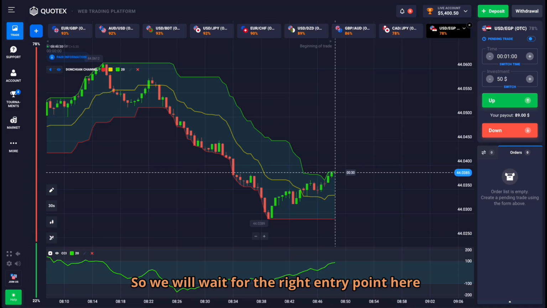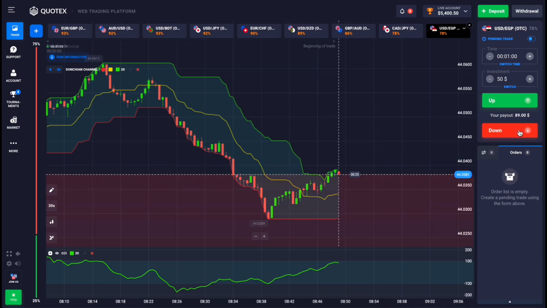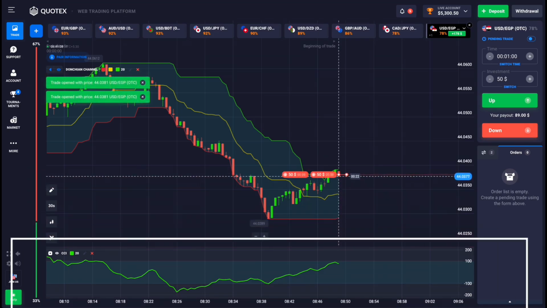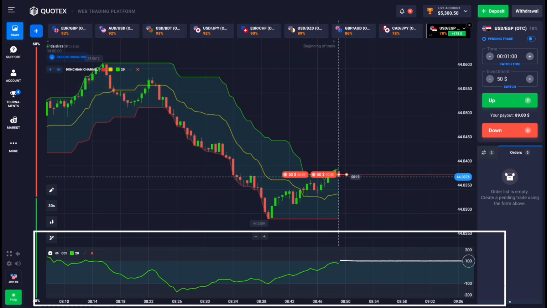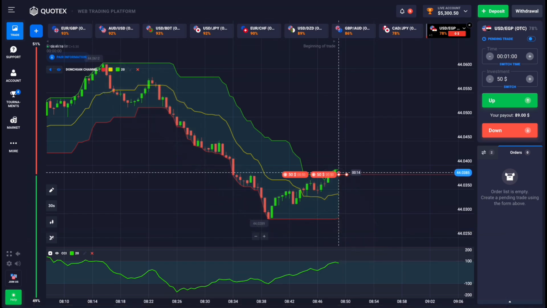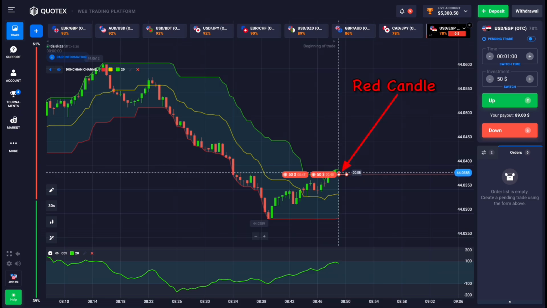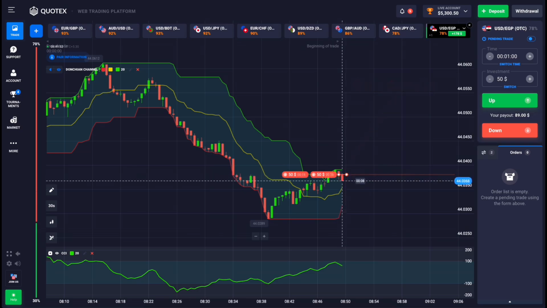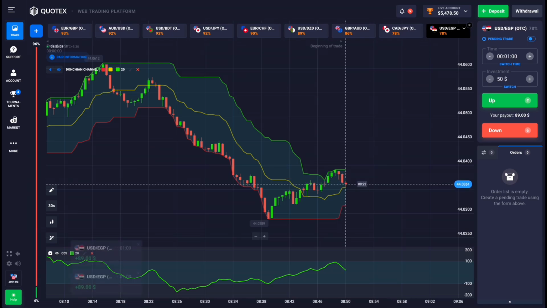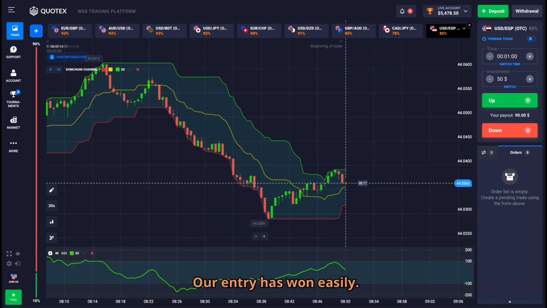So we will wait for the right entry point here. Here the MA line in the CCI indicator has come on the line of 100, and here also the market is moving in a downtrend, but this time the market has touched the upper line of the Donchian channel, and was going down by forming a red candle. At the same time, I placed an entry in the downward direction. And here too the indicator has given us the correct prediction. Our entry has won easily.